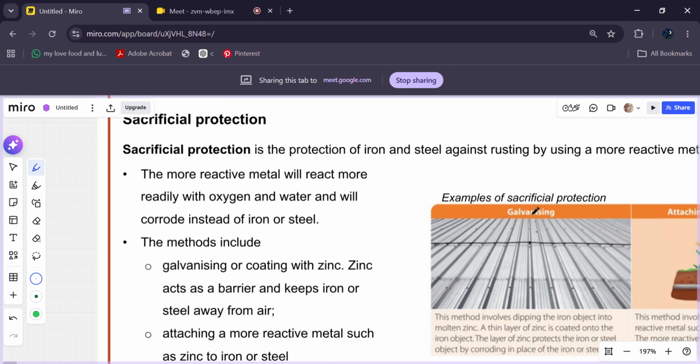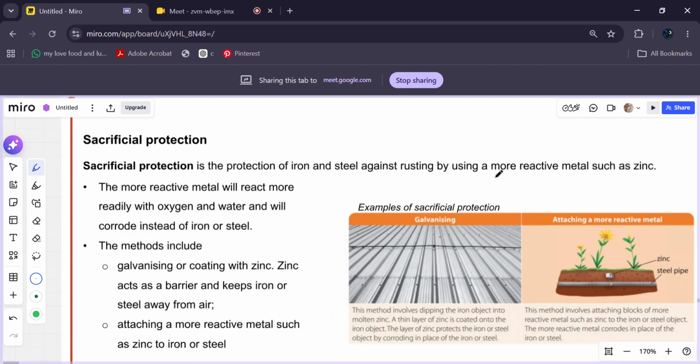Sacrificial protection is the protection of iron and steel against rusting by using a more reactive metal such as zinc to coat the entire metal. That means we cover the entire iron with a layer of zinc. This will allow the zinc to react with the oxygen in the air and the water if it gets splashed. Why does this happen? Because zinc is a more reactive metal than iron. The more reactive metal will react more readily with oxygen and water and will corrode instead of iron and steel. This method includes galvanizing, or coating with zinc.